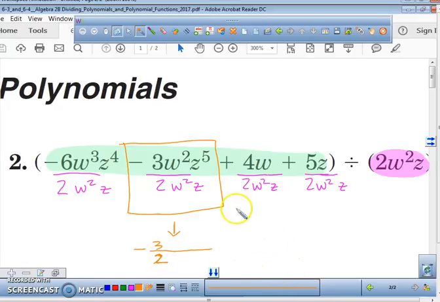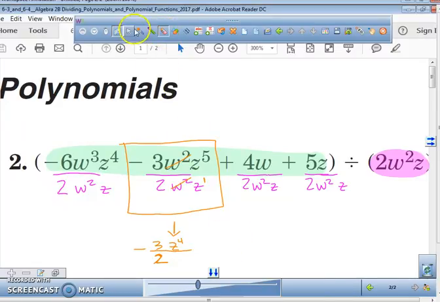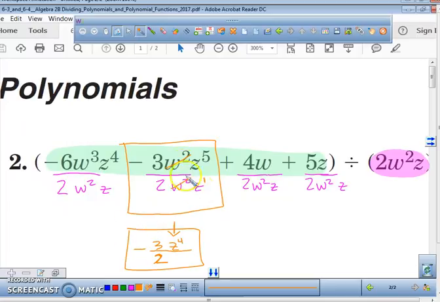Negative 3 over 2. Now, what's going to happen to all of these w's? They're all going to cancel out. And then I have an exponent of 5. I've got to take away 1, so what am I left with? z to the fourth, but that's up in the top, so I've got to leave it up there. So this part, everybody, simplifies to that. If this number does not go into the top number, what do you do? Just leave it. If you can simplify it, simplify it. If you can't simplify it, leave it as that improper fraction. It's okay.